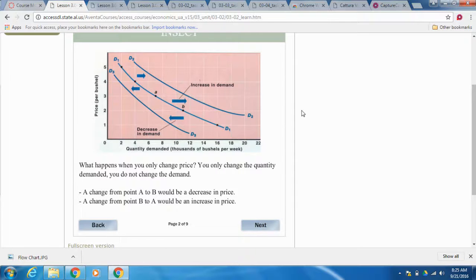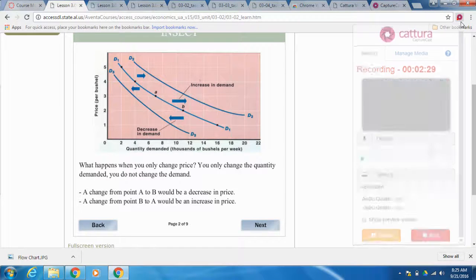Like I said earlier, when you change the price, you only change where things lie on the demand curve. For example, demand curve 1 has point A and point B. A decrease in price would go from A to B. An increase in price would go from B to A. That's all that changes when you change the price.